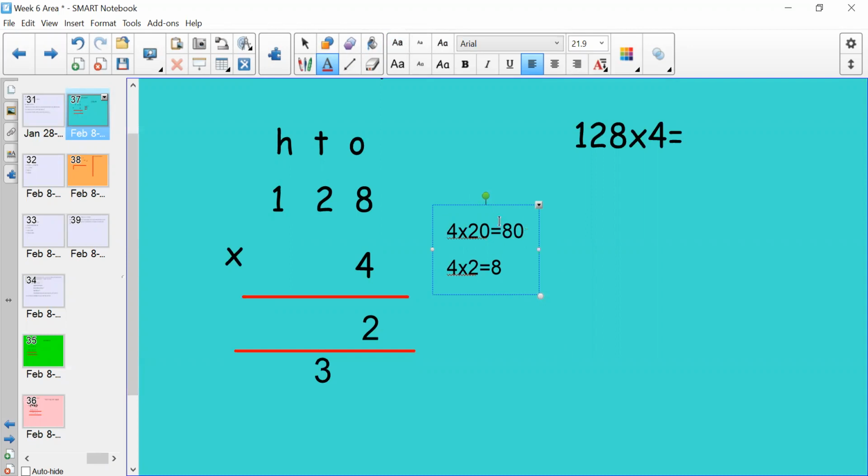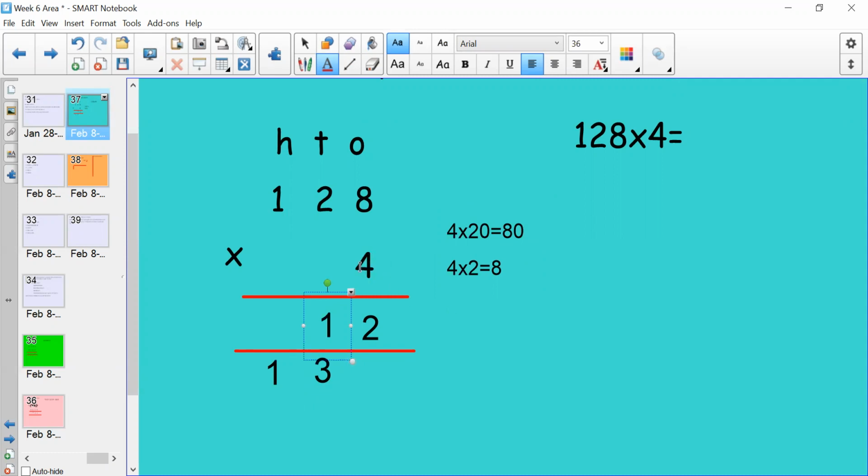Okay, so we can put 80 in the tens column, but we can't forget about this 3, which is actually 30. So we need to add that to the 80. So 80 plus 30 is going to be 110, which then needs to be regrouped. So it'll be 110.